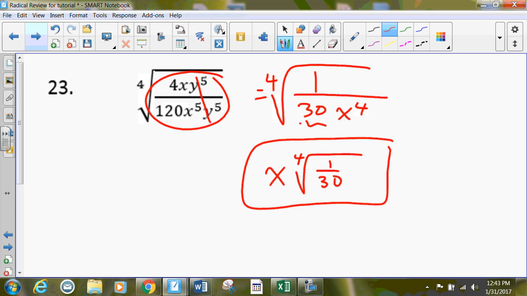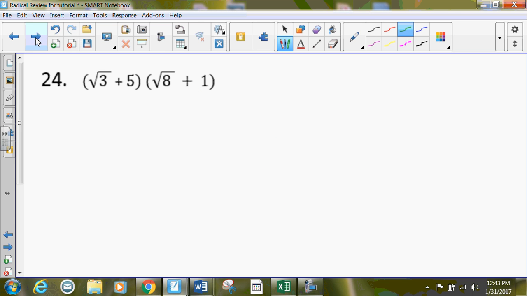Once again, I realize I am speeding up the pace because I'm trying to get this done before my next class comes in. Please slow it down and pause it if you need it.